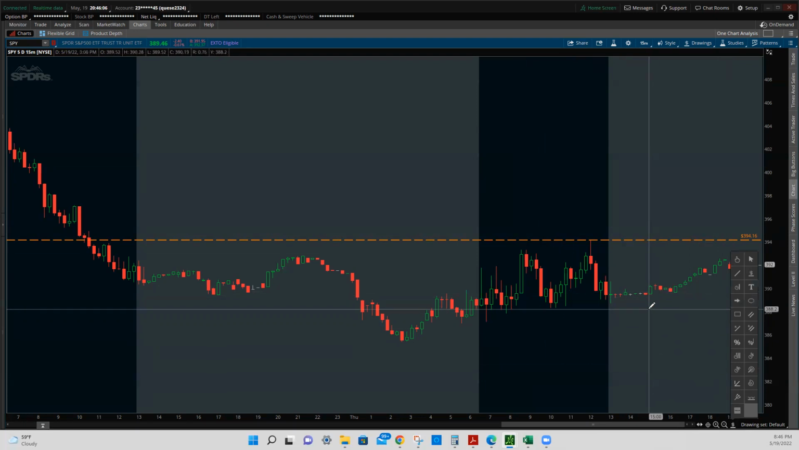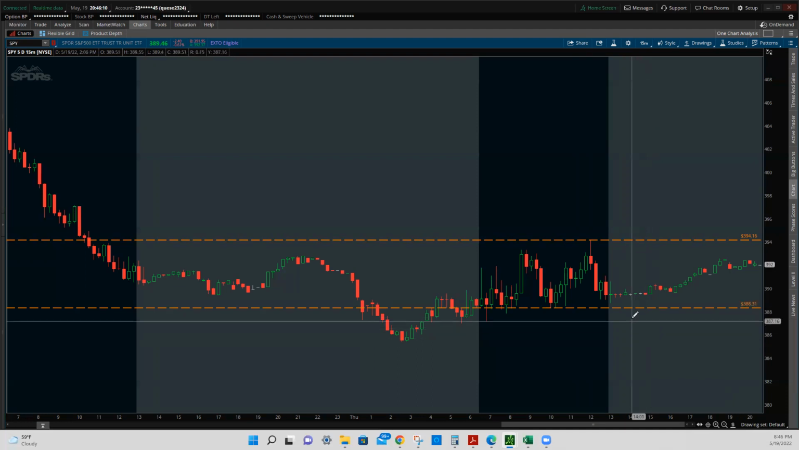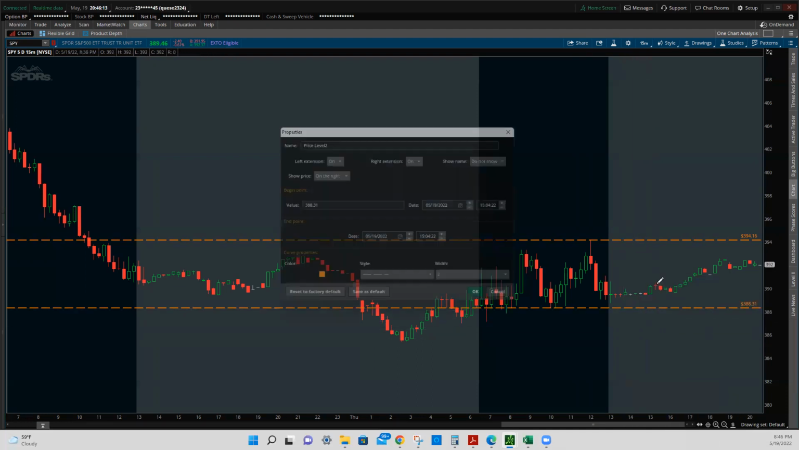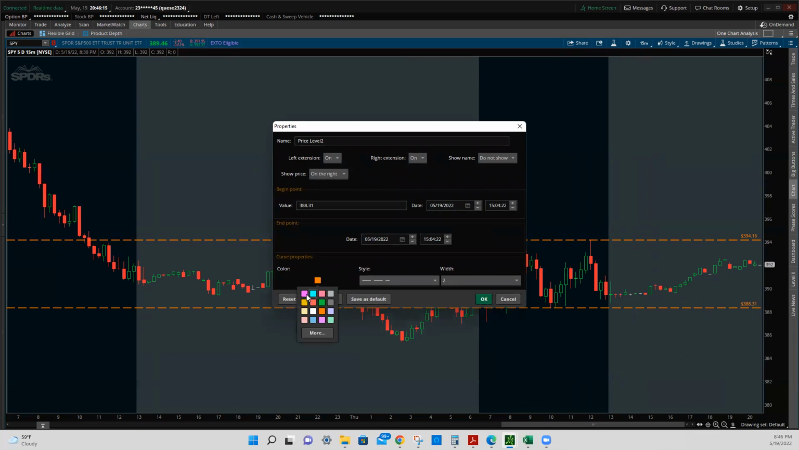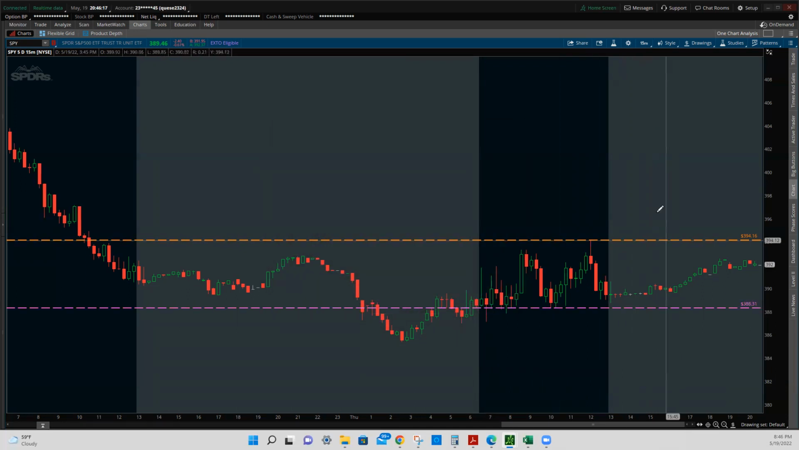So as you can see, let's just pick one, and you can draw multiple lines of support and resistance, right? Let's change the color of this to purple. I like to draw my support levels as purple and my resistance levels as orange. And let me draw an oval so you can really see what happened here.